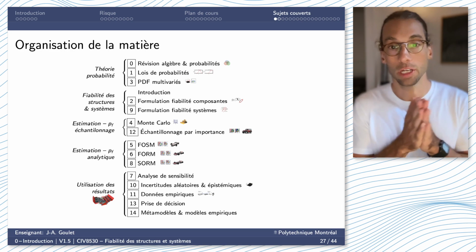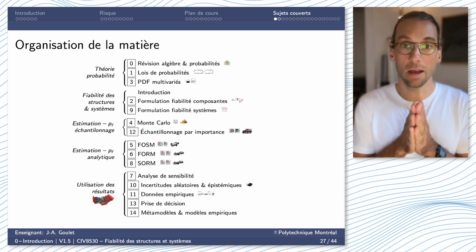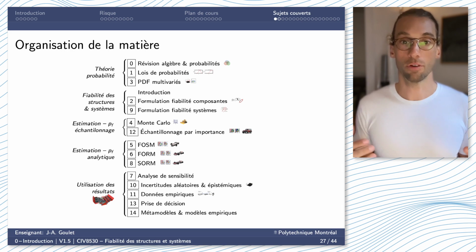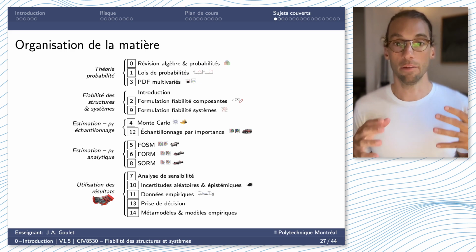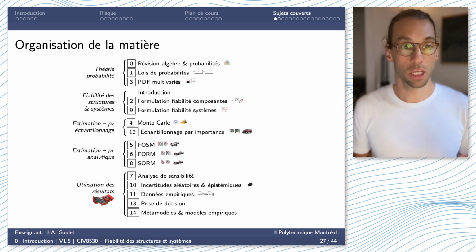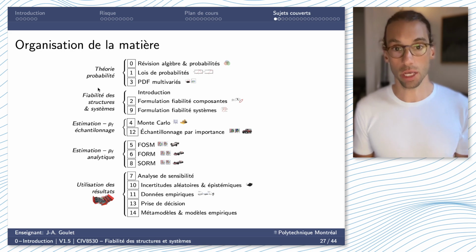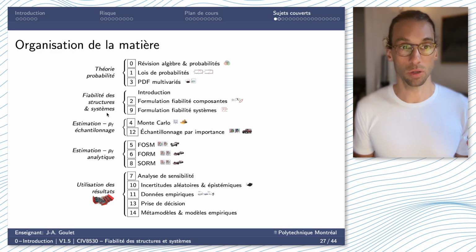So finally, we're going to look at the breakdown of all the topics we're going to cover in this video series for the course. We're going to break it into 5 larger categories. First, we're going to talk about the revision of probability theory. Then we're going to look at the core module about how we can formulate a reliability problem. Okay, this is what we're going to cover in those modules.